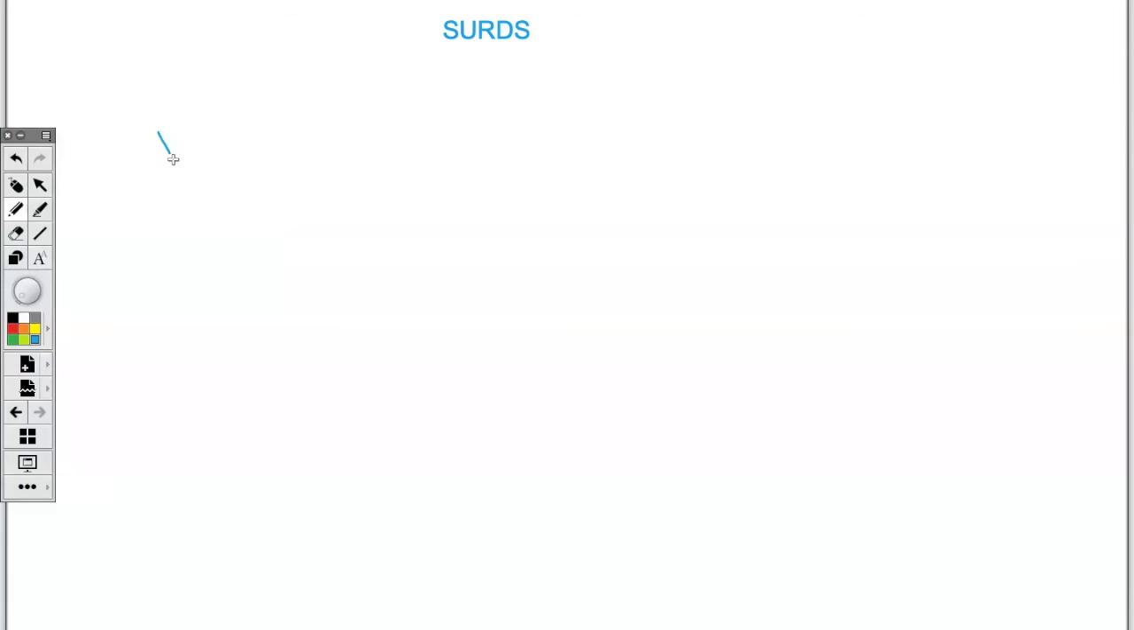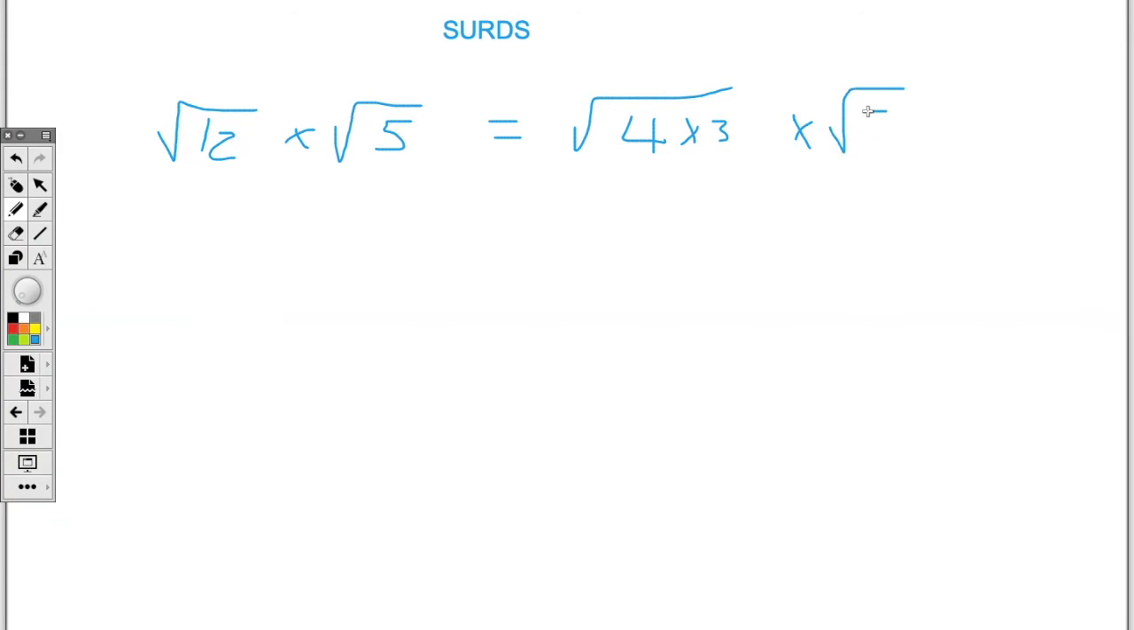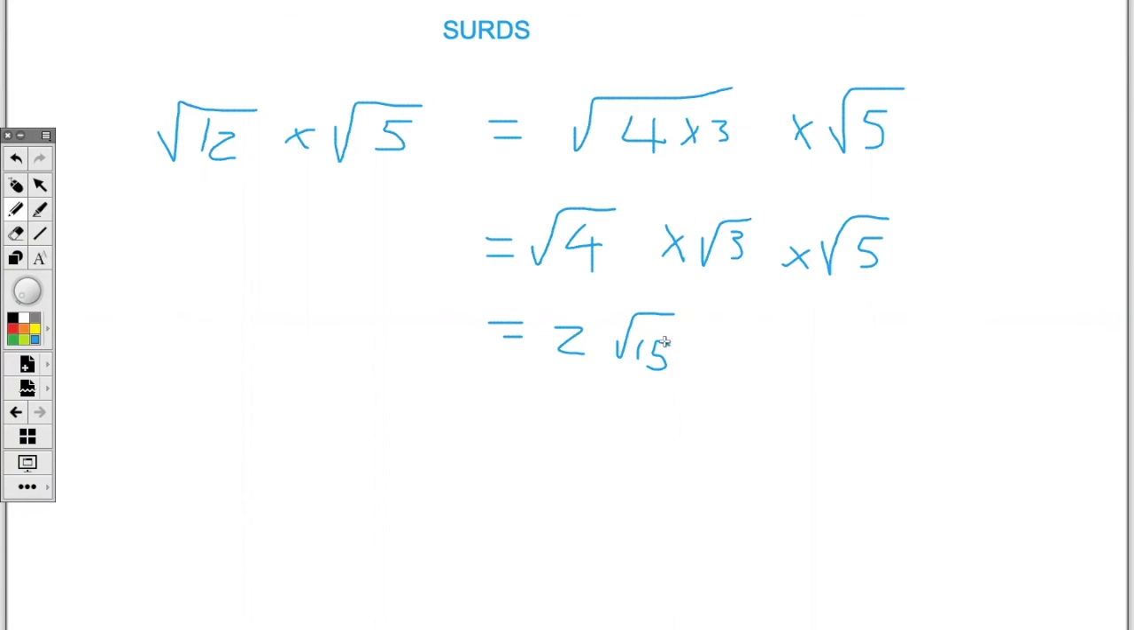We could have the square root of 12 times the square root of 5. What we could do first is rewrite 12 as 4 times 3, and then have the square root of 5. So this is the same as root 4 times root 3 times root 5. The square root of 4 is 2, and 3 times 5, so that's 15.